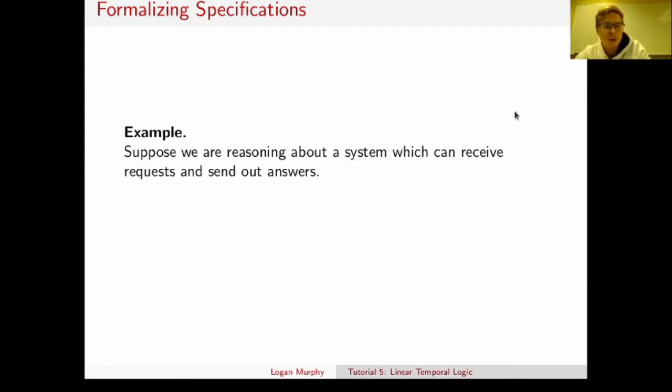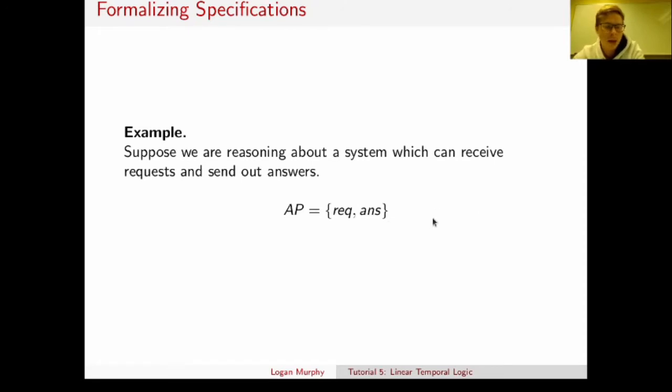Okay, so suppose we're reasoning about a system which can receive requests and send out answers. In LTL, we're always talking about formulas with respect to a particular set of atomic propositions. In this case, the atomic behavior of our system is receiving requests and sending out answers. So it makes sense to let the set AP just equal these two propositions, rec and ans.